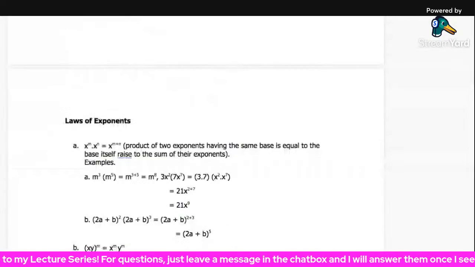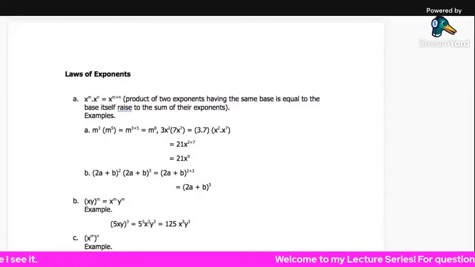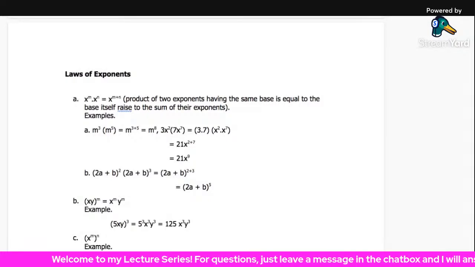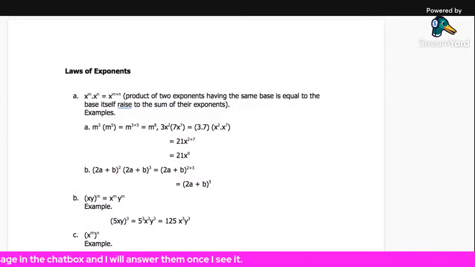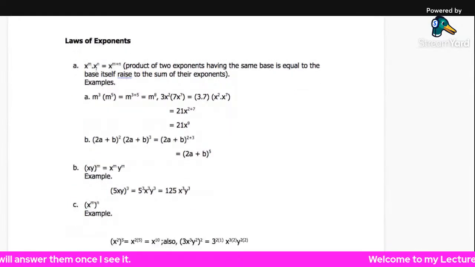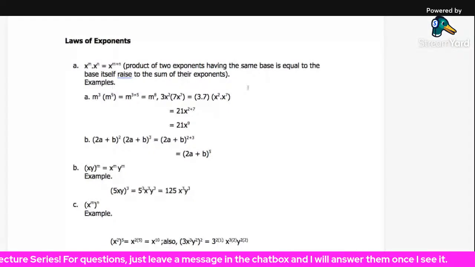Now, for us to better understand exponents, especially when performing multiplication, or when an exponent is raised by another exponent and stuff like that, you know what to do. So let's take a look at the laws of exponents. So here, first law would be x to the m times x to the n is equal to x raised to m plus n. Or in other words, the product of two exponents having the same base is equal to the base itself raised to the sum of their exponents.